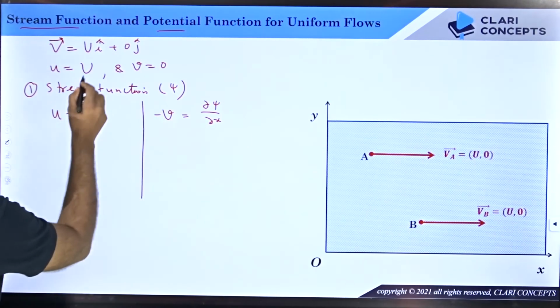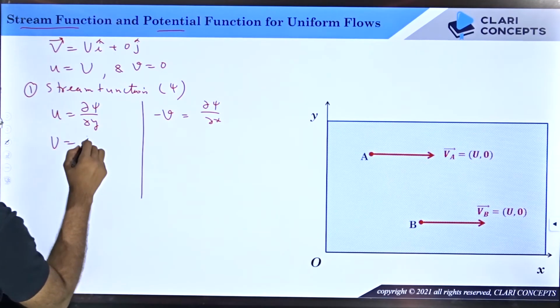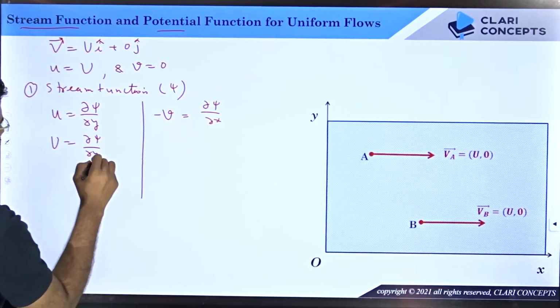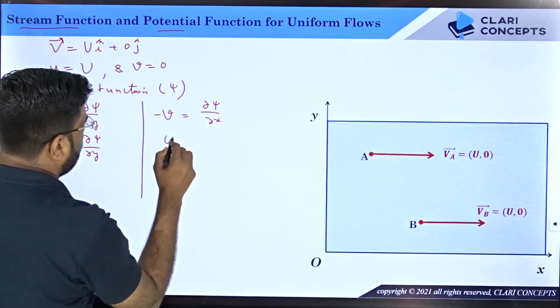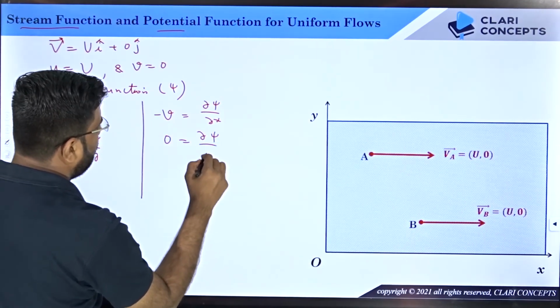Now you know what is u. u is capital U as it is. This is del psi by del y. What is v? It is 0. So 0 equals to minus del psi by del x.